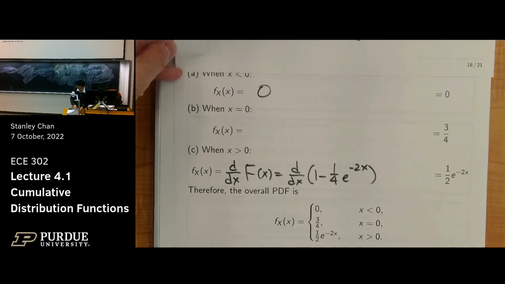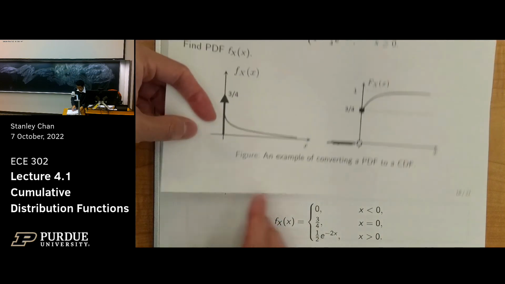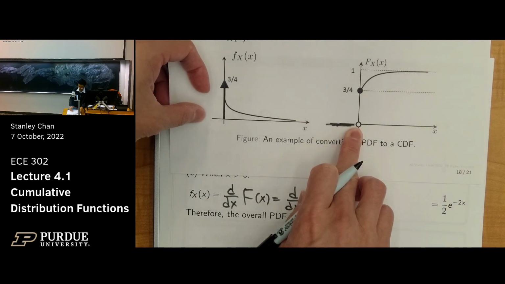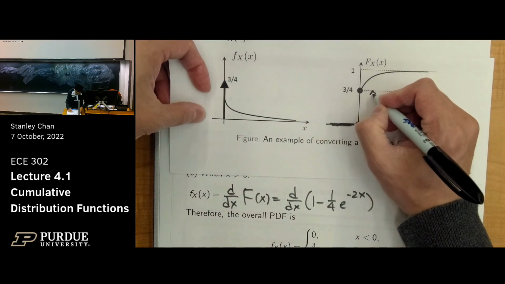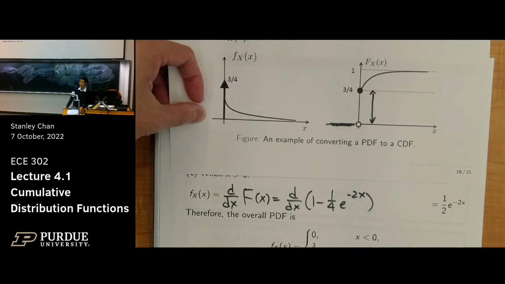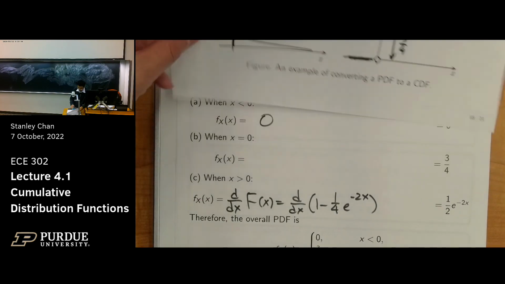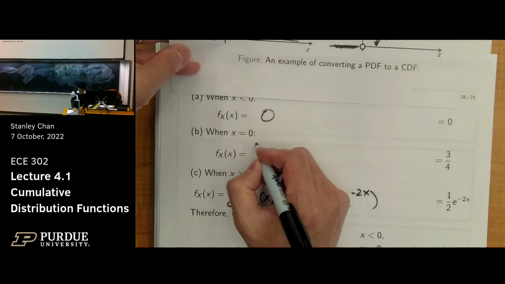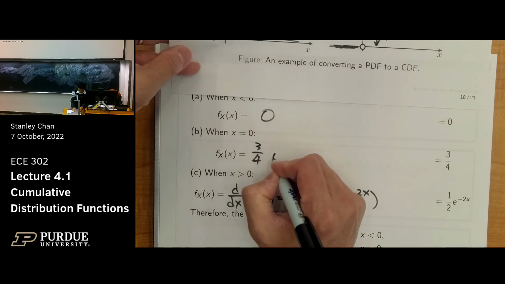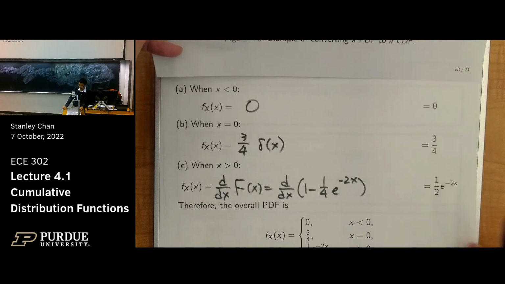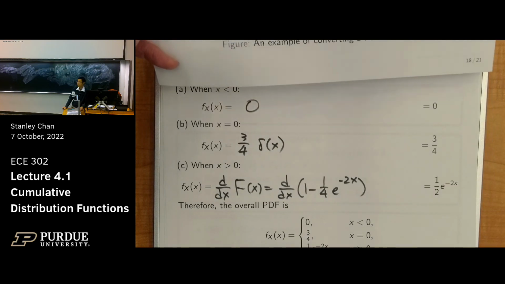How about when x is exactly at 0? When x is exactly at 0, you see there's a gap. The height of this gap is 3/4. So this is going to be 3/4 times a delta function. Or if you just write 3/4, it's also okay to me. If you want to be precise, it would be 3/4 times a delta function.